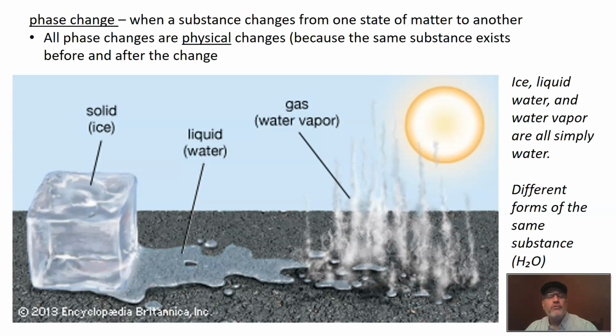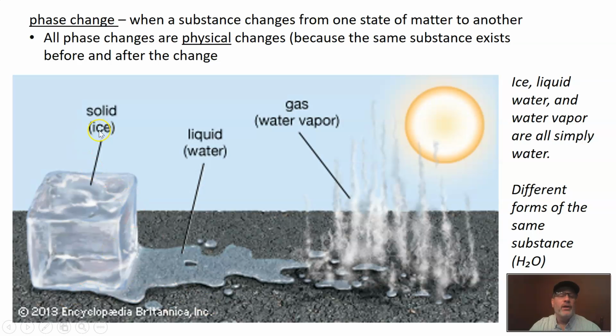So a phase change, of course, is just when a substance changes from one state of matter to another. When we talk about states of matter, of course, we're talking about solids, liquids, and gases. Now, as a reminder, phase changes are all physical changes. Why are they physical changes? Because the same substance exists before and after the change.